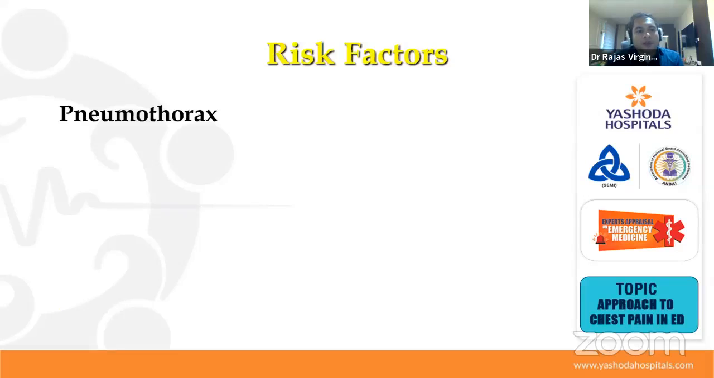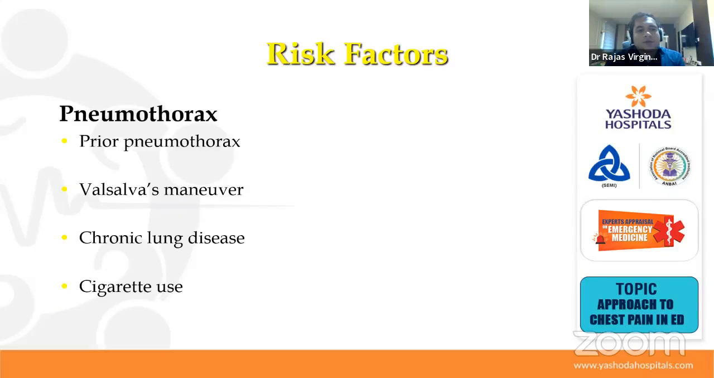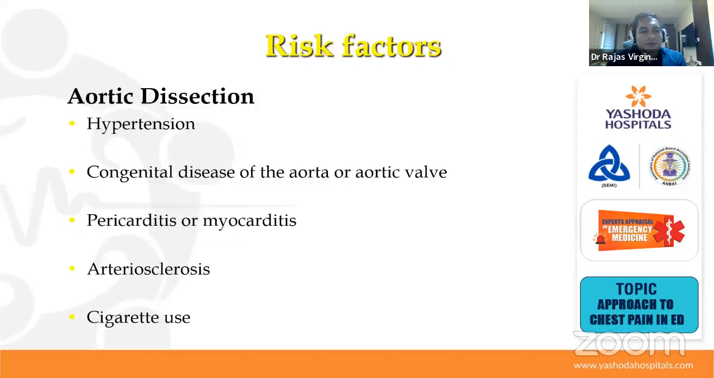Coming towards pneumothorax. Generally, a prior pneumothorax is a risk factor itself. Valsalva's maneuver rarely can cause it, and chronic lung disease can cause secondary pneumothorax. Cigarette use puts the patient at risk as well. Coming towards aortic dissection, some of the risk factors are hypertension, congenital disease of the aorta or the aortic valve, myocarditis or pericarditis, cigarette use, and atherosclerosis.